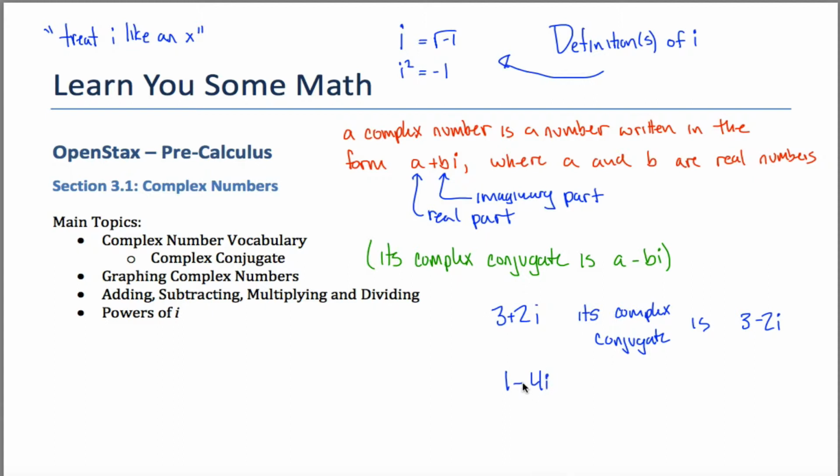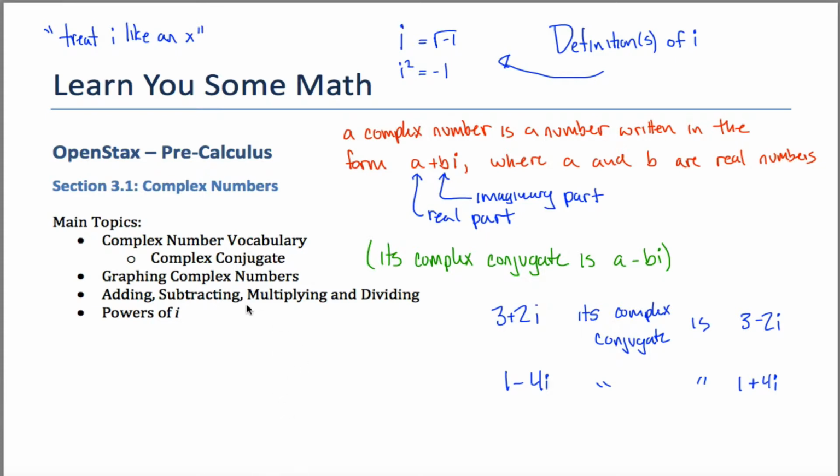But what if it were 1 minus 4i? Then what would I do there? It's already negative. No problem. Its complex conjugate would just be 1 plus 4i. Because this is in a plus bi form, a is 1, b is -4. If you switch it from a plus bi to a minus bi, you have 1 minus -4i, and minus -4 is the same as plus, so we get here. So that's a little bit of definition.